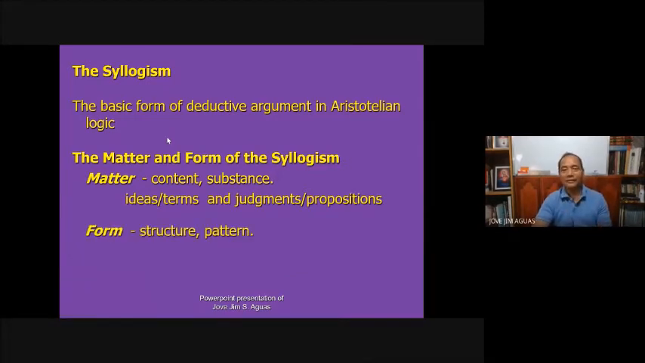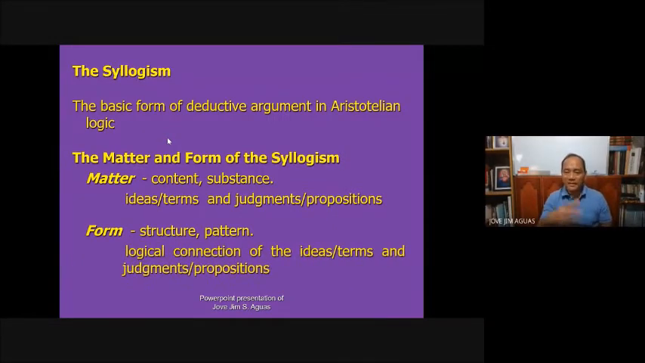The second is the form. Okay, the form is the structure or the pattern of the argument. How the terms and the propositions are connected, are structured, are related, are arranged. That would be the form, the structure. So, this tells us about the logical connection of the terms and of the propositions, how they are connected.